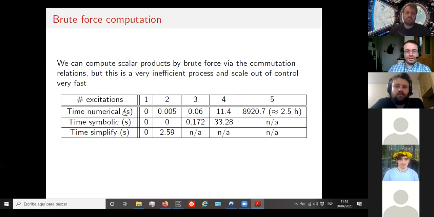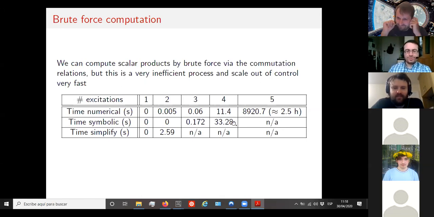But sometimes we want the explicit expression. We don't want the numerical values. I want to know how it depends on the rapidities. Well, I can put in symbols. I can compute symbolically, and I have no issue for 1 and 2. For 3 and 4, you see that it's already taking much longer than the numerical one. I didn't do the 5 excitations because I don't want to be there for 7 or 8 hours waiting for the result.